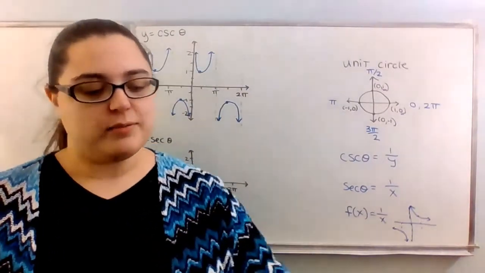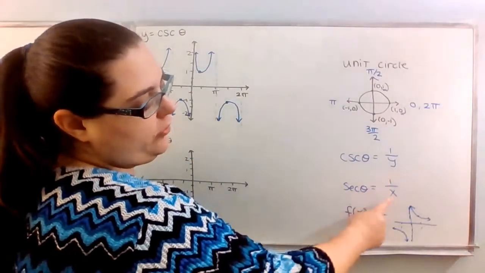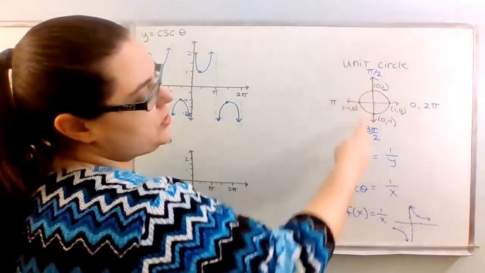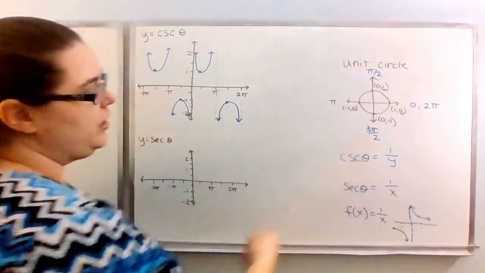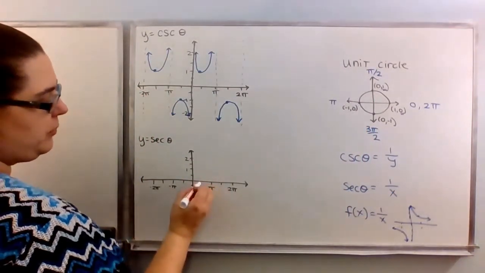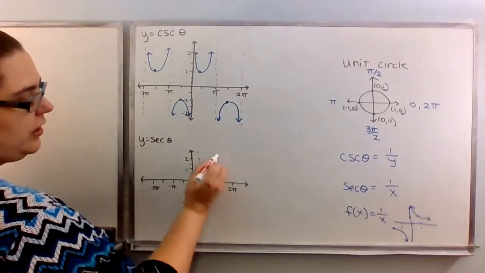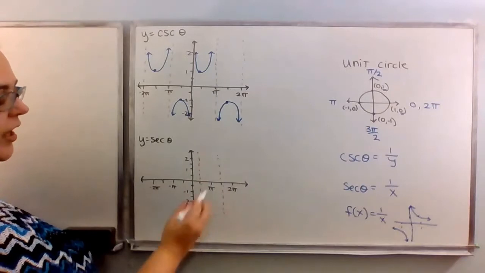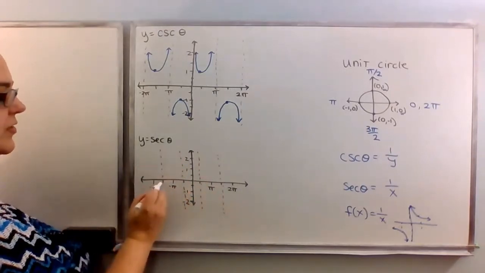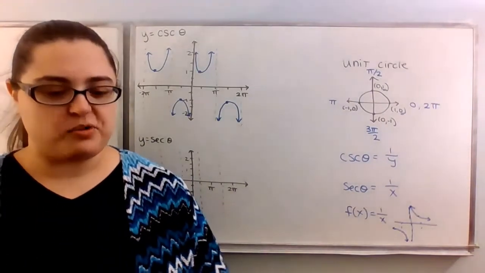We can follow a similar method to graph secant, although this time we'll be looking at 1 over x. So x is going to be 0 at the pi halves or 3 pi halves. So secant is going to have its asymptotes not at the pi's, but at the pi halves. So we have 1 at pi halves, 3 pi halves, as well as at negative pi halves and negative 3 pi halves, and negative 5 pi halves and negative 7 pi halves, and so on.